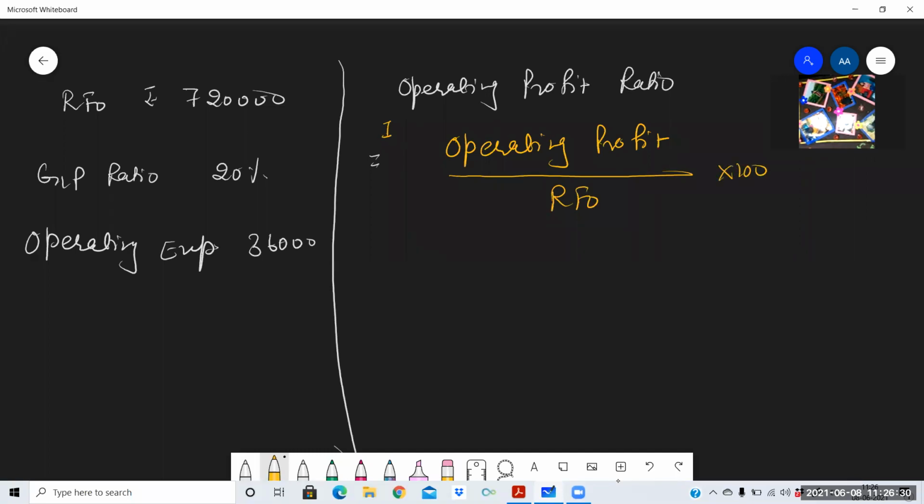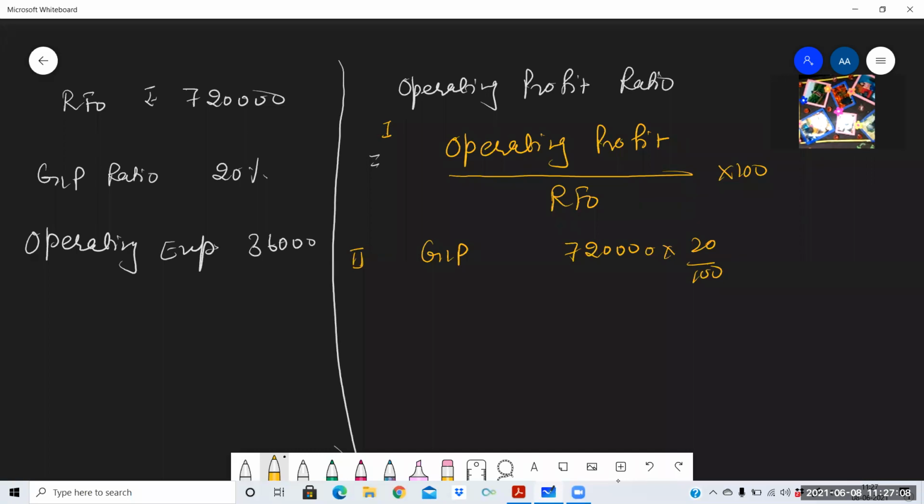So the GP ratio is given. Step 2 is to find out GP. GP is 20% of RFO, because the GP ratio is calculated on RFO. So it's given 20%, which means GP is 20% of RFO. So 7,20,000 into 20%. What will be the GP?